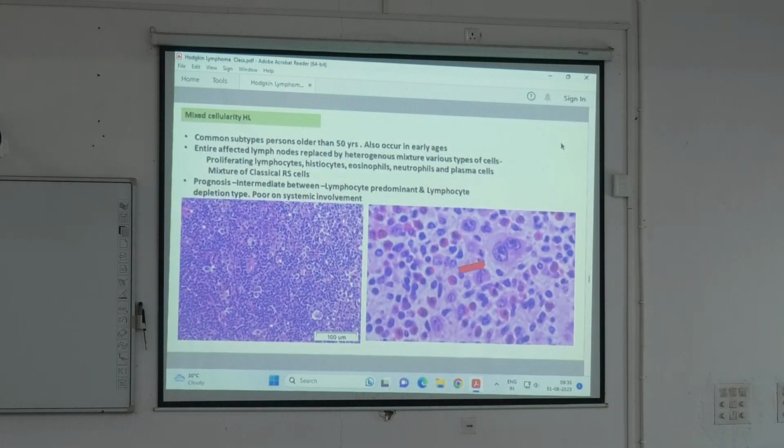Next one is the mixed cellularity. It usually occurs in the elderly, but the younger age group also. What is the characteristic? These are the RS cells, and a mixture of cells around them, that is the mixed cellularity. It looks like a mixture of various types of cell, the RS cell with the surrounding cells. See this is the eosinophil, other cells are not showing properly, but the eosinophil you can appreciate very much. The prognosis is intermediate. Nodular sclerosis has a very good prognosis, here it is intermediate. The cellularity is a mixture of cells, that's why it is called mixed cellularity.